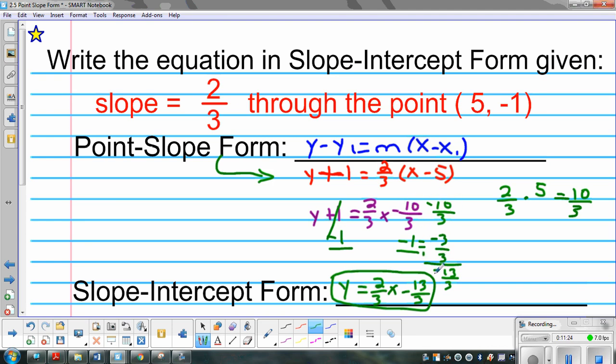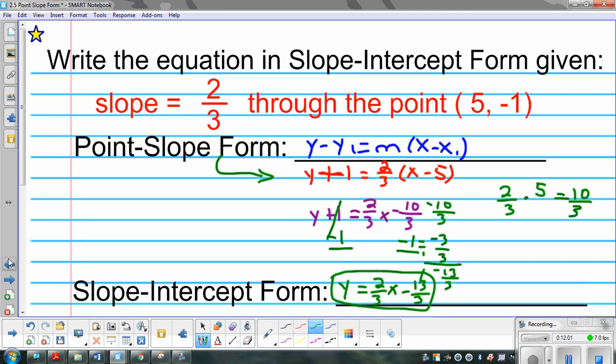So now if I'm looking just to combine these two fractions right here, -10 and -3 is -13. So remember, you combine the numerators, but you keep the denominator the same. So the denominator stays 3, but when we combine the numerators, -10 and -3, it's -13. If you want to change that to a mixed number, that's fine. You would have -4 and 1/3, or -4.3. They all mean the same thing. So I'm fine with any form that you want. We should end up with y equals 2/3 x minus 13/3.